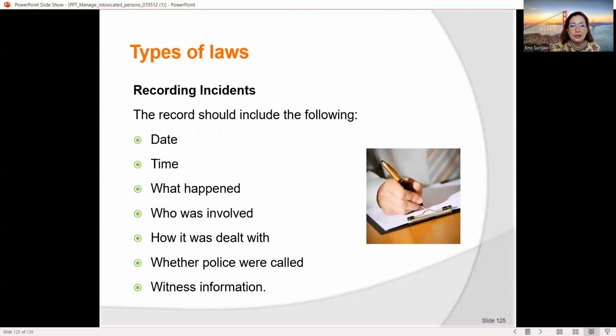Recording incidents. The record should include the following. It should have the date, time, what happened, who was involved, how it was dealt with, whether police were told, and witness information.